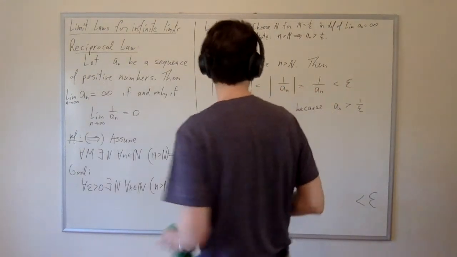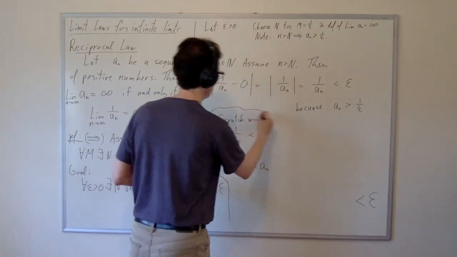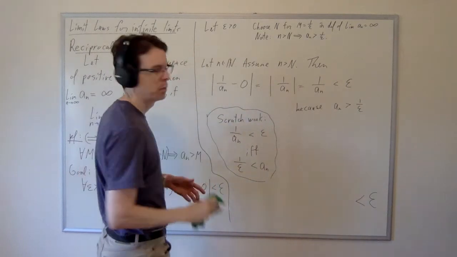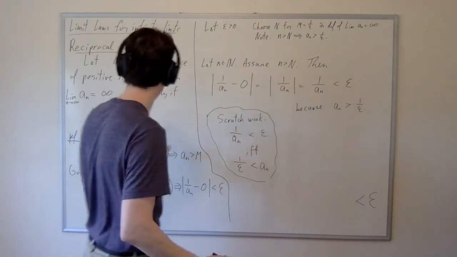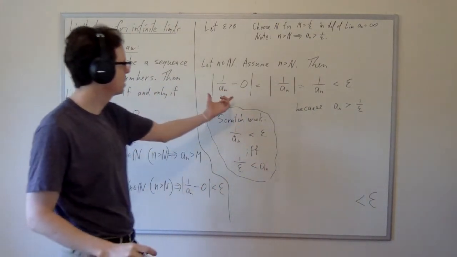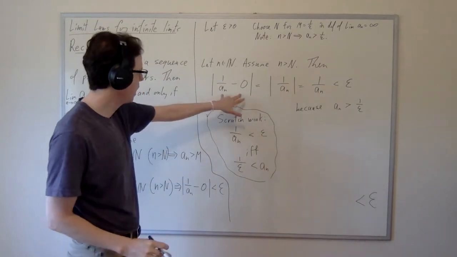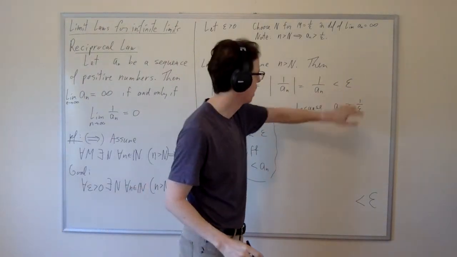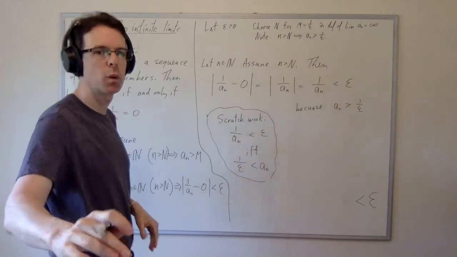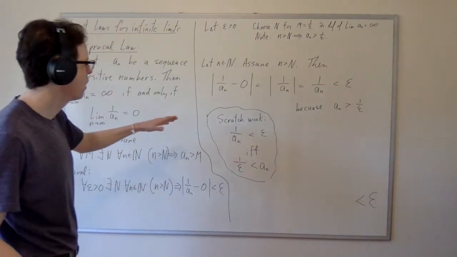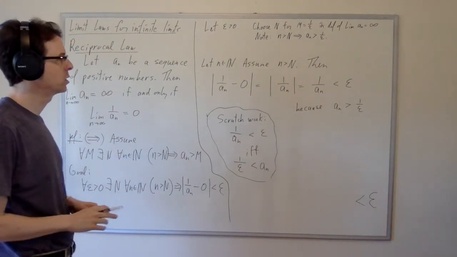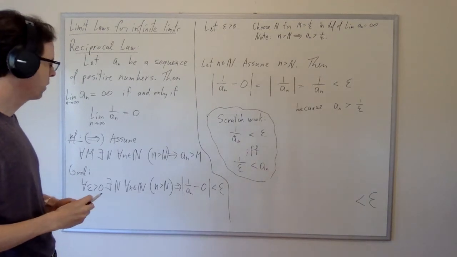So this is a little bit of scratch work here. And then this completes the proof of the forward direction because this is the intended absolute difference being less than epsilon here. And that gives us the forward direction as we've desired. Now, we still have a backward direction to do, so let's get started on that.